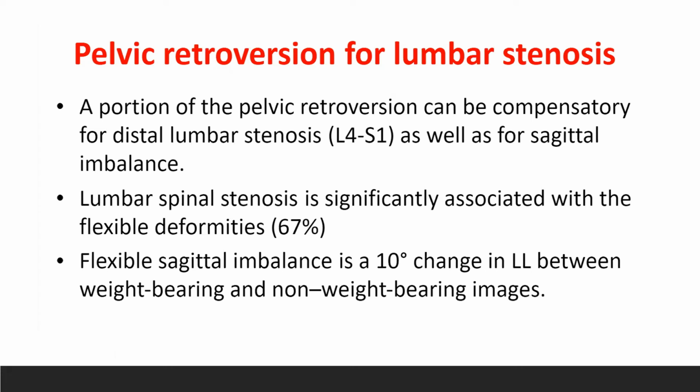So that means we have to take two kinds of whole spine X-ray. One is in the standing position, which is what we commonly do. And we also need to take a whole spine X-ray in the supine position to see whether there is any change in the lumbar lordosis. When there is a change of almost 10 degrees, we call it a flexible sagittal imbalance.